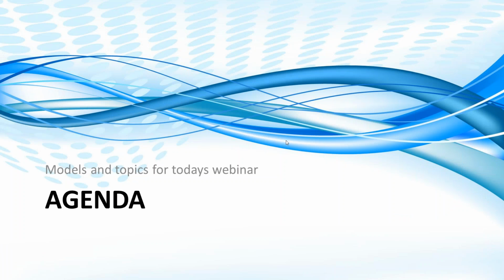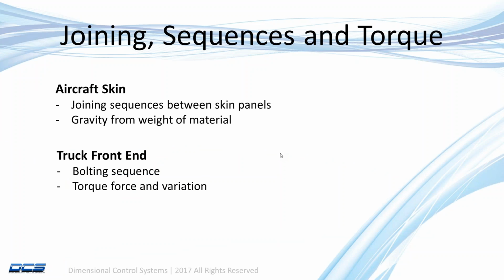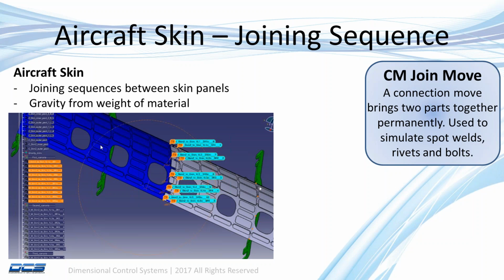So today's primary agenda, we have two models for you. We're going to be showing joining, sequencing, and torque. Our first model is aircraft skin, where we're going to be joining two skin panels. These are the two skin panels that we'll be joining, and you can see the different joins along the two panels.